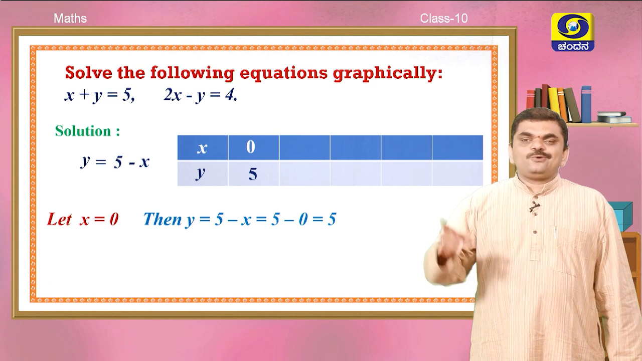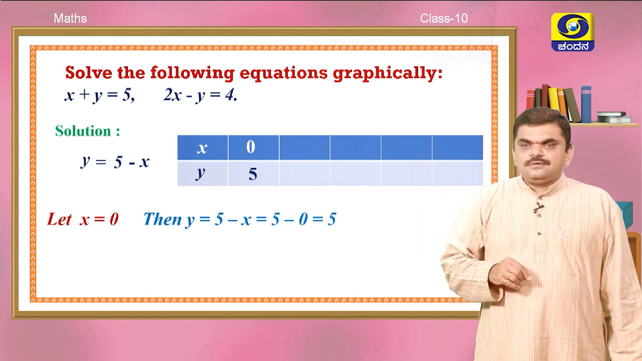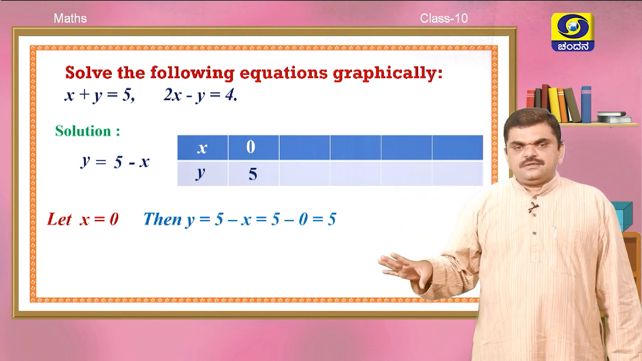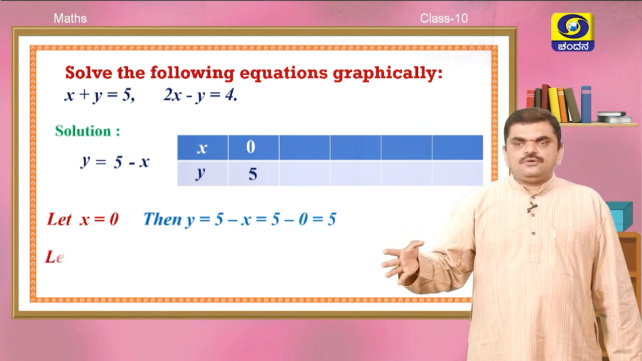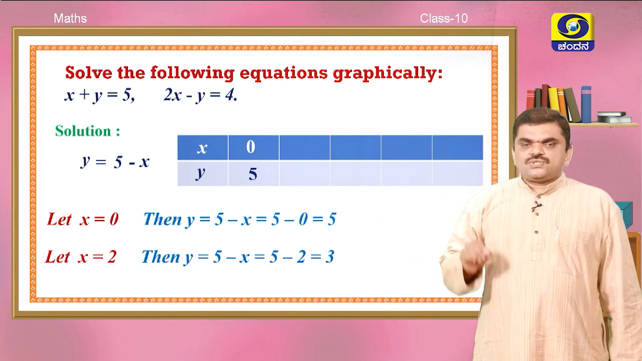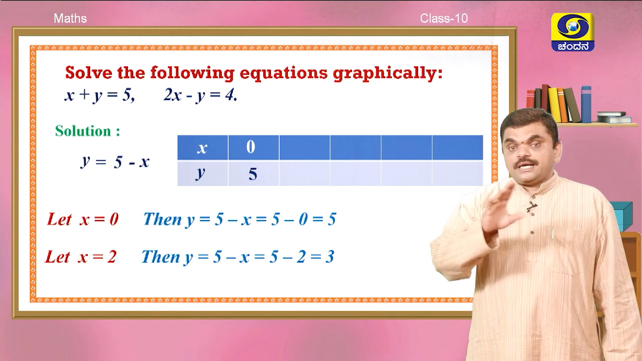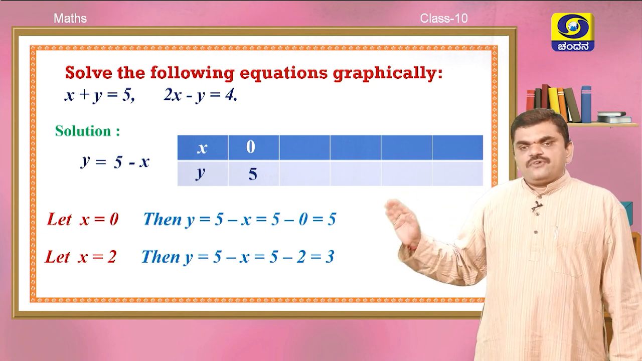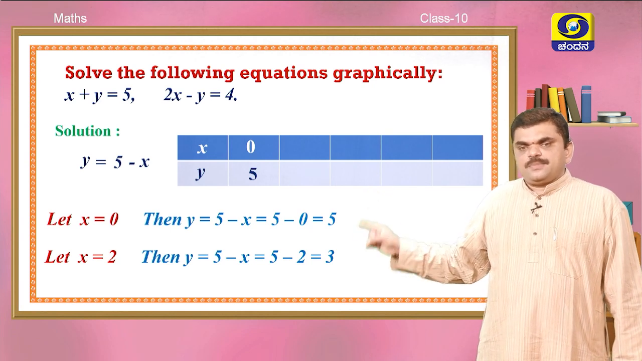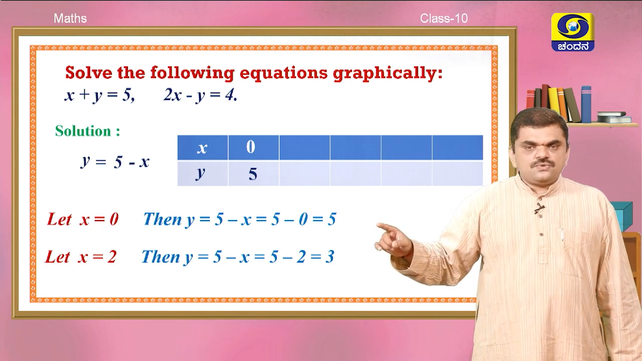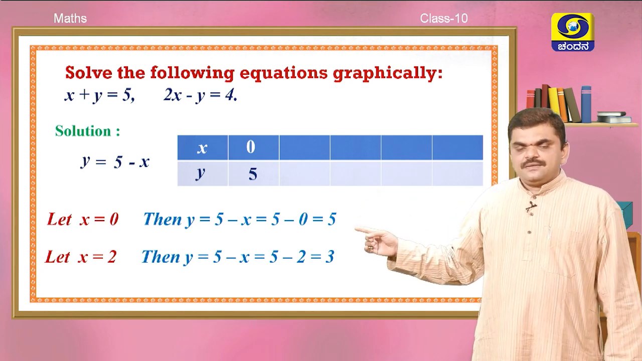Is it necessary to take x as 1 only? There is no hard and fast rule to take such a value, children. You may take any value, but at least minimum 3 points is necessary. So, x is equal to 2. Here I am taking x as 2. So, then y becomes 5 minus x, that is 5 minus 2, that is 3. When x coordinate becomes 2, y coordinate becomes 3.